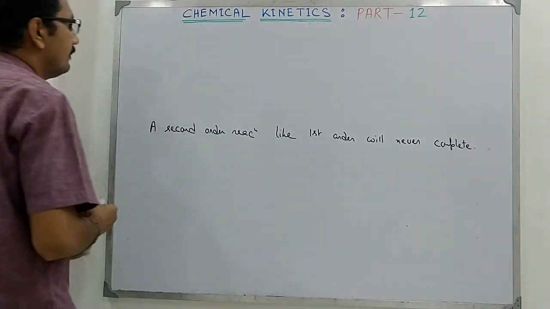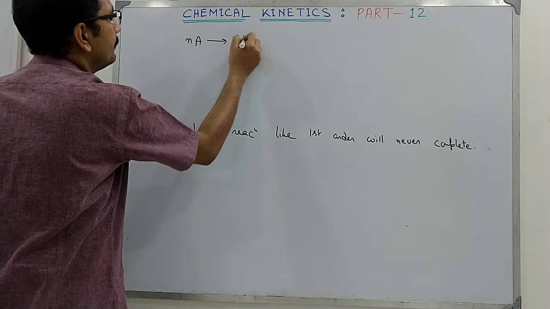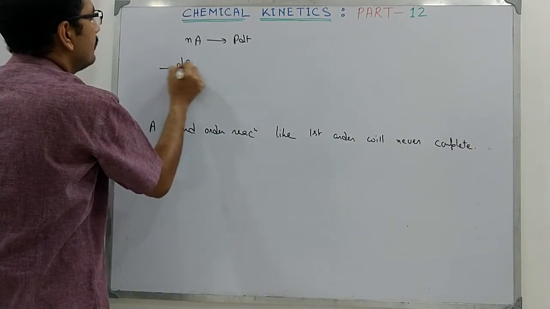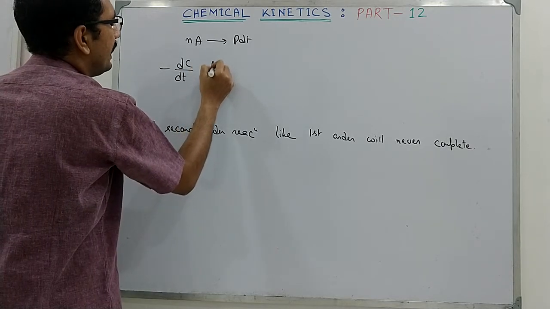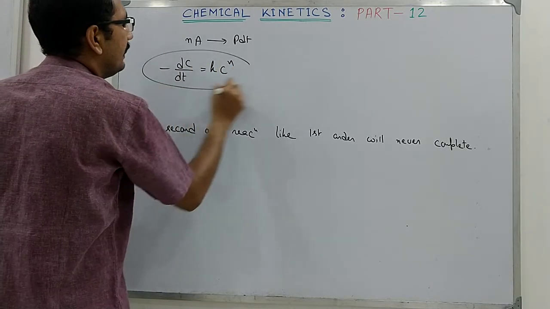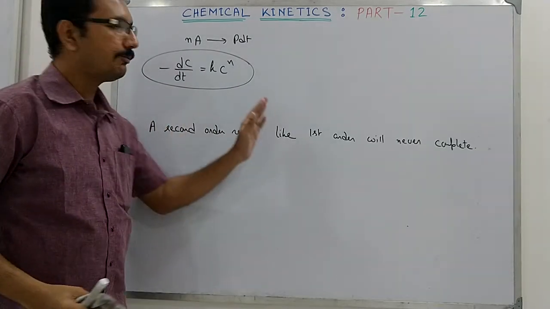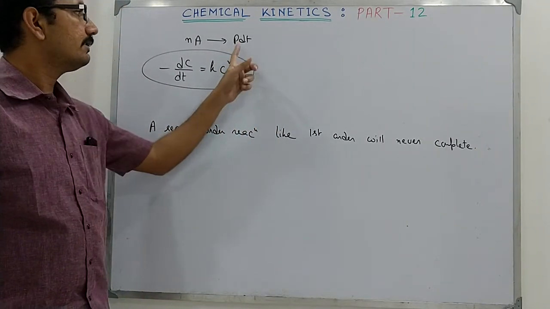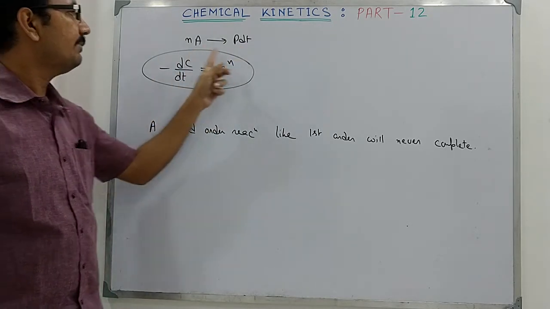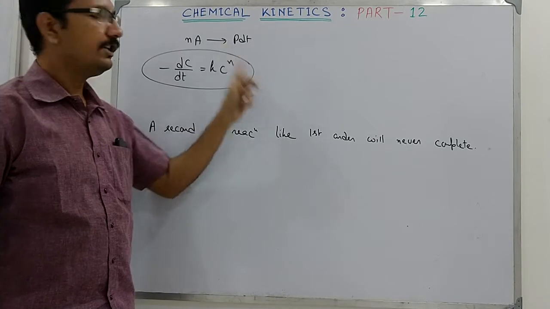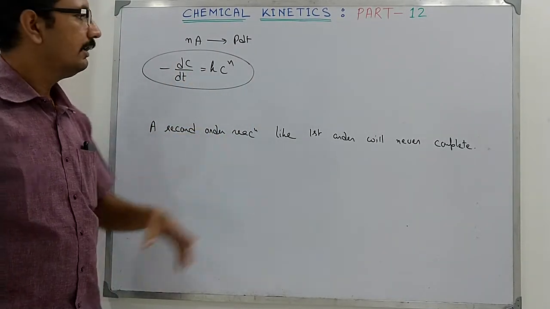When a reaction proceeds, say N A arrow product, the rate equation is minus d C by d t equals K into C to the power n. So it is an nth order reaction. Now as the reaction proceeds, product is formed. So between the reactant molecules you have a lot of product, which will interfere with the understanding of the reactant molecules.